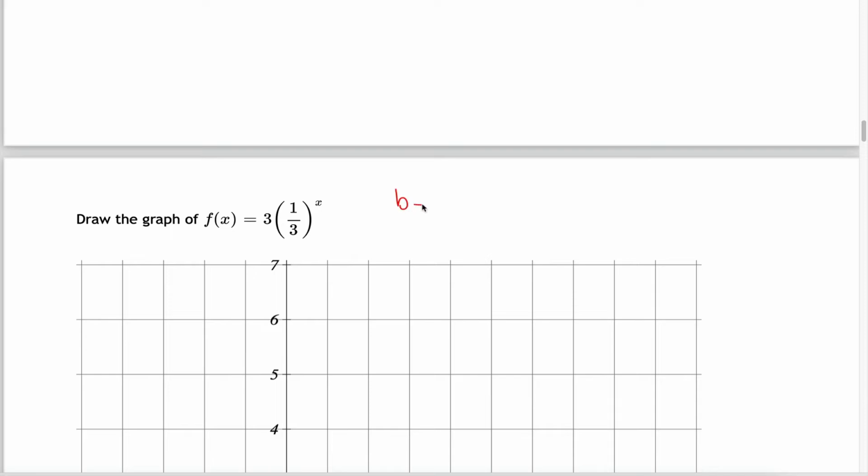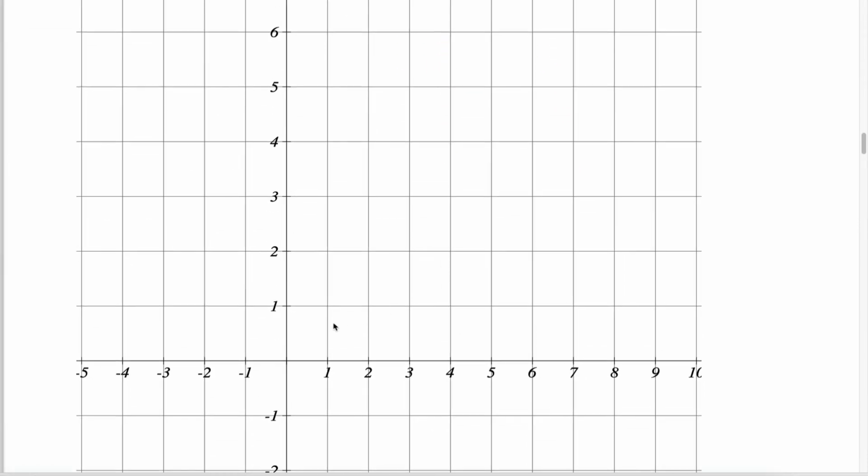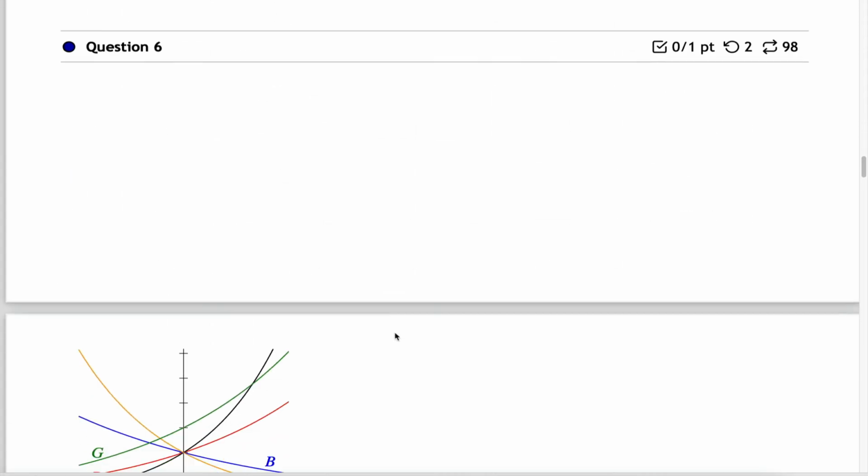The idea here is b is again between 0 and 1. It's 1/3 in this case, and a is equal to 3. Plot some input-output pairs. Maybe you could find 2 that give you integer values and come up with the graph.